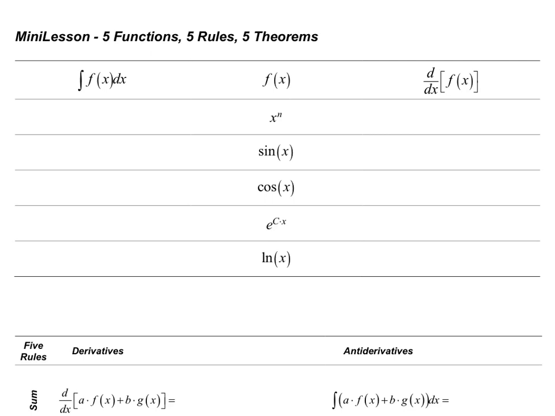Okay, folks, let's get after it. We've got a mini lesson here called 5 Functions, 5 Rules, and 5 Theorems. This is a little bit of review for you for the AP Calculus AB exam.